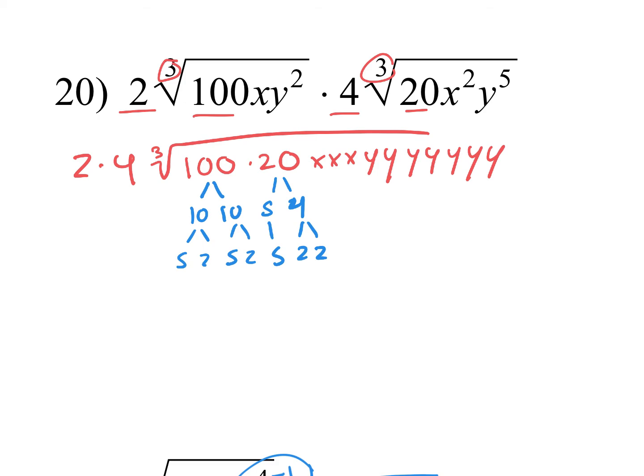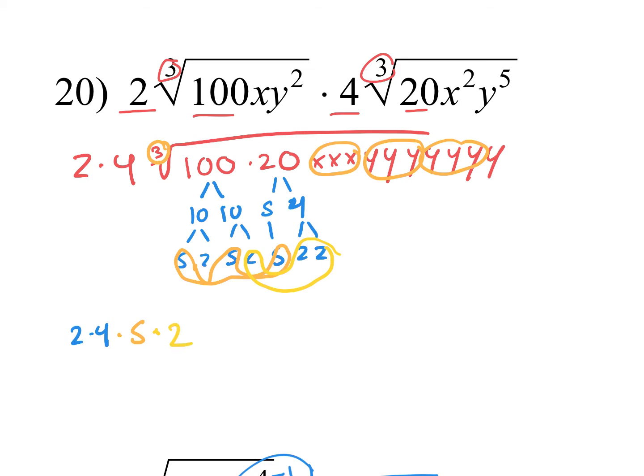I'm circling groups of what here? Groups of 3. So I have 3 5s that get circled here. I also have 3 2s that get circled here. And then what else do I have to circle? The x's, and then I have 3 y's and 3 y's. So what's going to come to the outside? 2, 4, 5, and another 2. And what else? X and y squared, because I have 2 y's that come out.